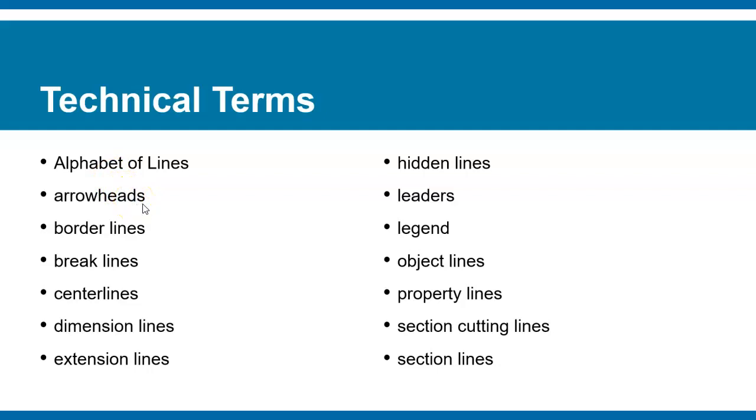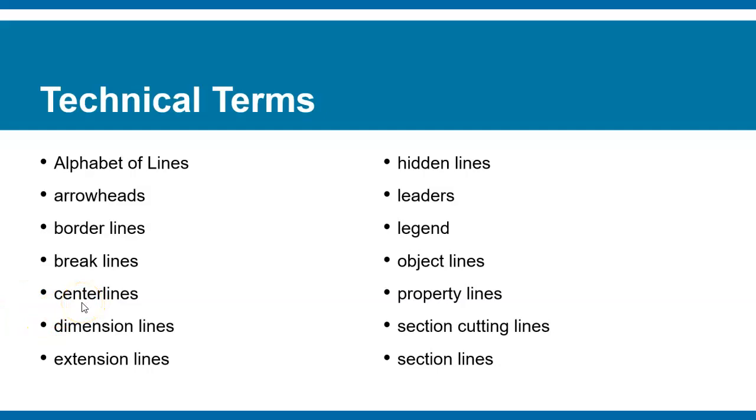Arrowheads, so the ends of those lines, of dimension lines, or some other type of symbol, basically point of reference. Border lines, lines that typically trace the border or outline a particular area that you're looking at. Break lines, so they represent that this is just a piece of a drawing, so it's broken off at that point or across that section.